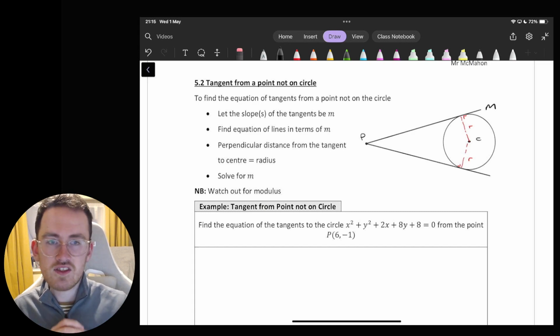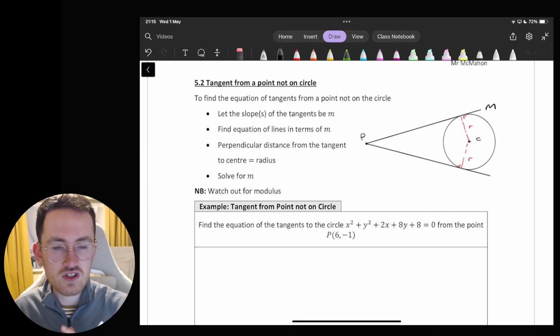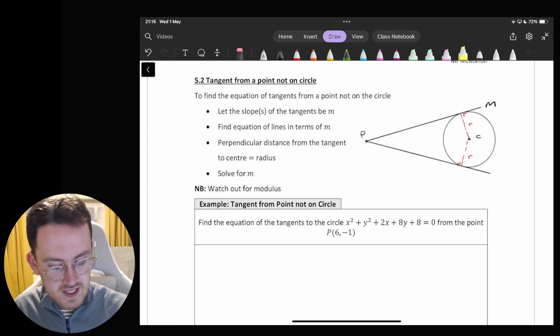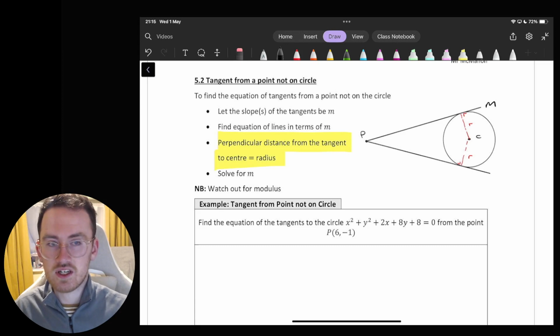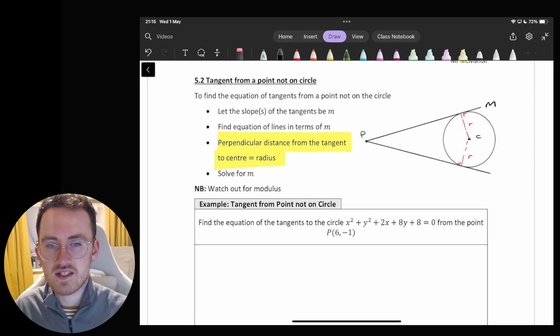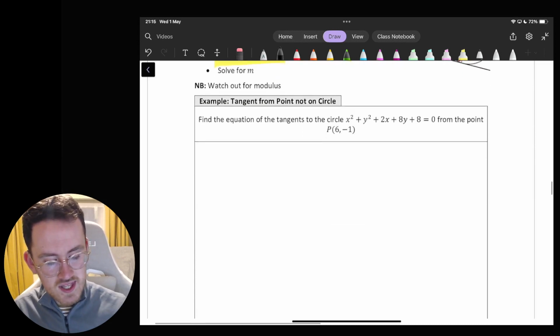So I need to find the general equation of these two lines, just leaving m as unknown. I'm also going to use the perpendicular distance, the fact that I know that should be equal to the radius. So the perpendicular distance from these tangents to the center should be the same as the radius. And I'm going to then solve for my slope m. So let's just see that in action then.